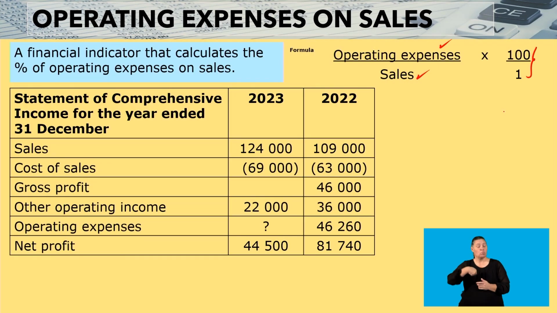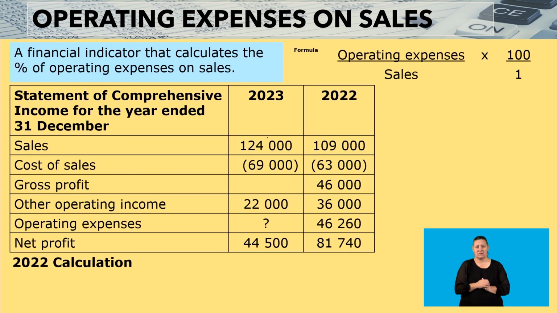With us here, we are given an extract of the Statement of Comprehensive Income that ends on the 31st of December, for the year 2022 and the year 2023. So what we want to do now is to do some particular calculations. Remember, we are calculating the percentage operating expenses on sales. We already know the formula, so we are going to start with the year 2022.